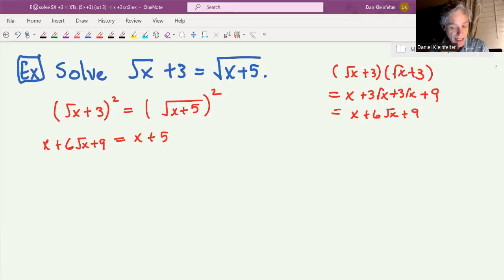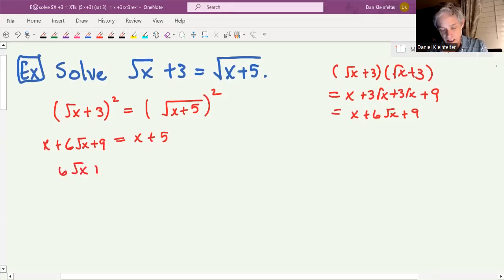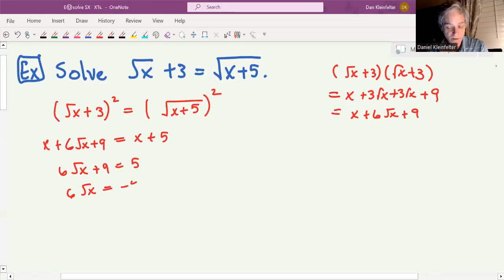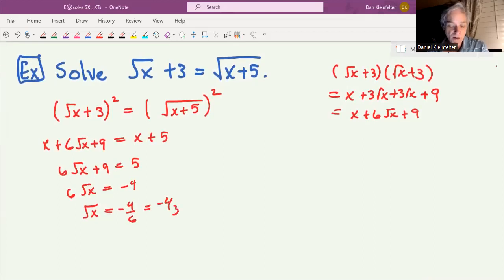Okay, so here I can take an x off of both sides. That's pretty great. We'll have 6 root x plus 9 equals 5. And then taking away the 9, so we'll have 6 root x, taking away the 9, this will give us a negative 4. And it looks like root x is negative 4/6, which is negative 2/3. And so from here, it looks like there's just no solution.